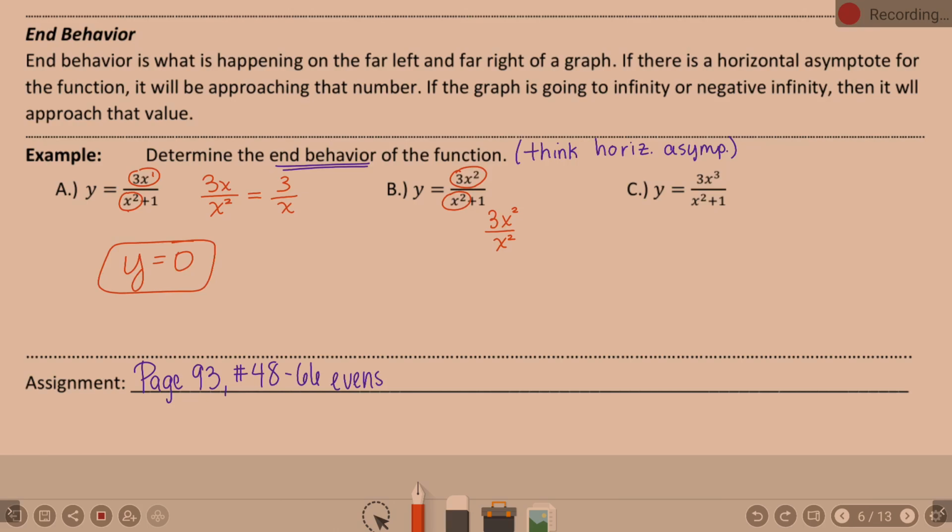Now, we just talked about using the coefficients, right? Well, in that same form, if you reduce this, what can divide out of top and bottom? X squareds divide out, and so you're left with 3 over 1, or in other words, 3. What are the coefficients? The 3 over 1. And so this means there would be a horizontal asymptote at y equals 3, and my graph would be following along that horizontal asymptote at y equals 3.